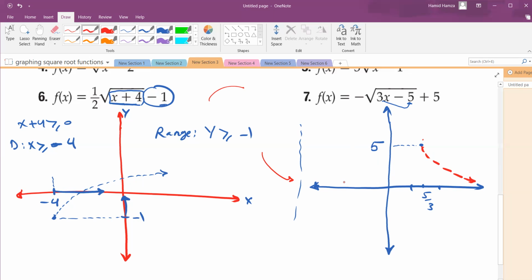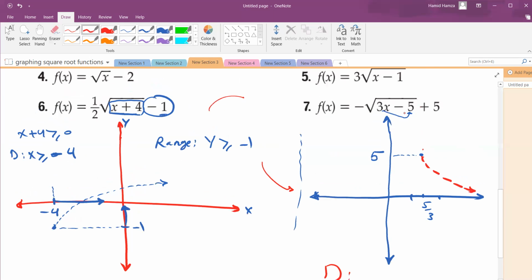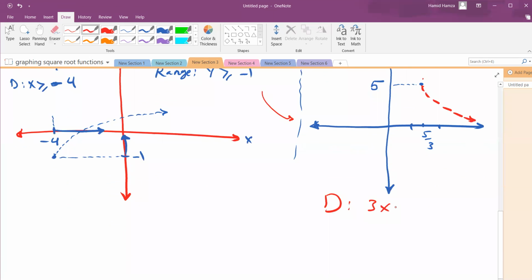Now let's find the domain and find the range. So the domain is by putting the expression inside the root greater than or equal to 0. So 3x minus 5 greater than or equal to 0. Solve this inequality. That means x is greater than or equal to 5 over 3. So you will notice that the graph starts from x equals 5 over 3 and goes to infinity.